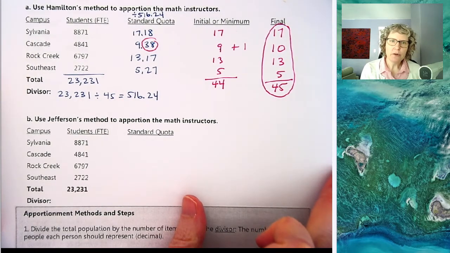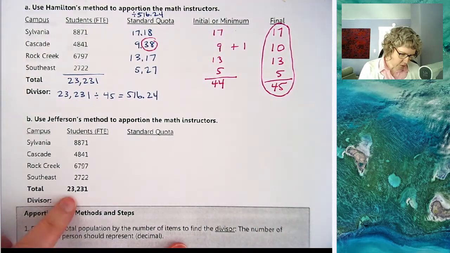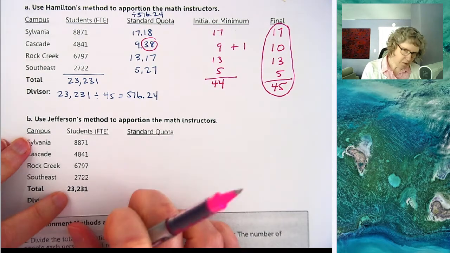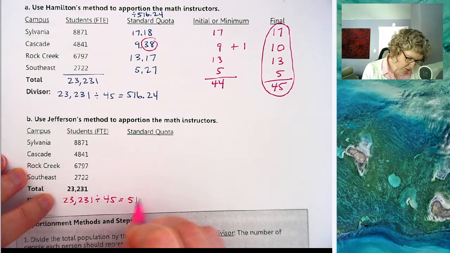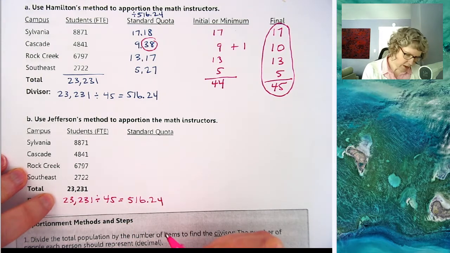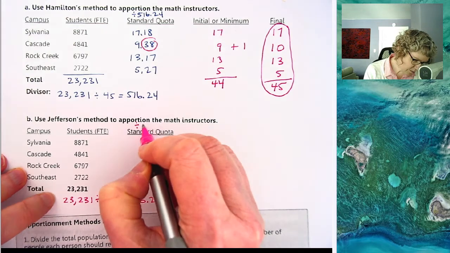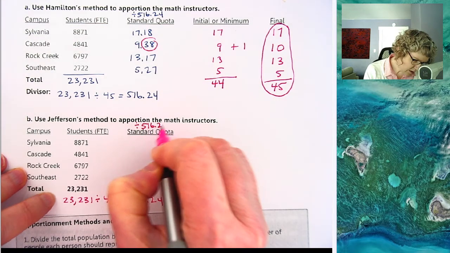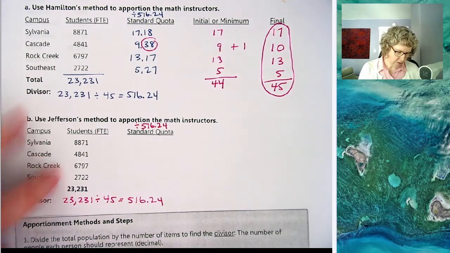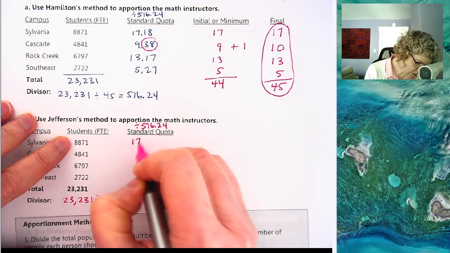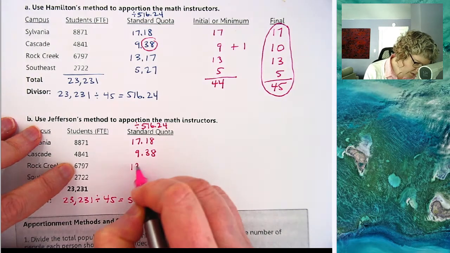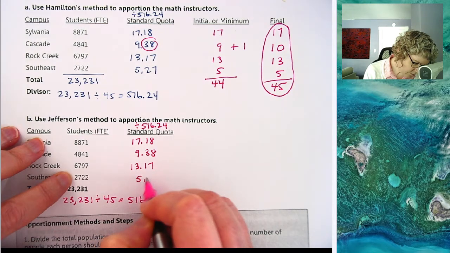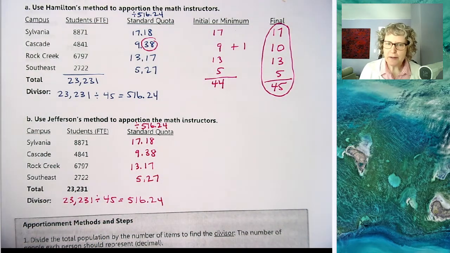And like I mentioned in the last video, the first 2 steps are the same. So our total is the same, our divisor is going to be the same, 23,231 divided by 45, which is 516.24, and then we divide each campus by the divisor, and that gives us our standard quota. So I'm going to copy our numbers from our Hamilton's example. Okay, so first 2 steps exactly the same.